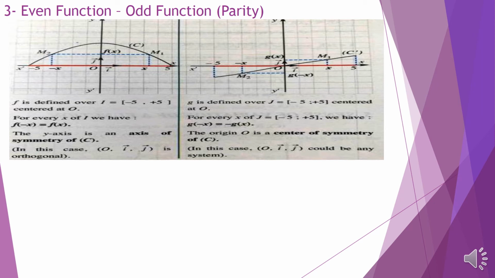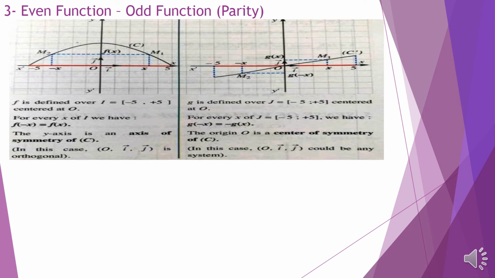For every x of I we have: لاحظوا ال f of x equal لمين؟ لل f of minus x. لاحظين؟ شو هو ال f of x؟ هو الارتفاع اللي عم بيخلقه عند ال M1. شو هو ال f of minus 1؟ هو الارتفاع اللي عم بيخلقه عند ال M2. شو عم نلاحظ؟ الارتفاع على ال y axis نفسه، equal، بس يكونوا equal مثل ما شايفين. هون بيخلق شيء اسمه y axis is an axis of symmetry of the curve C.